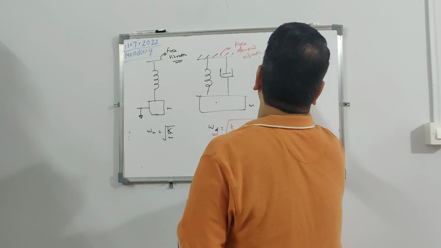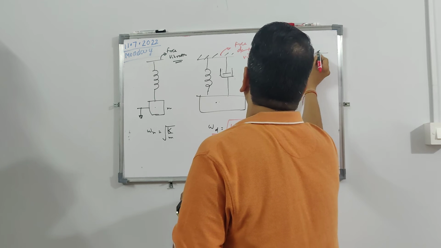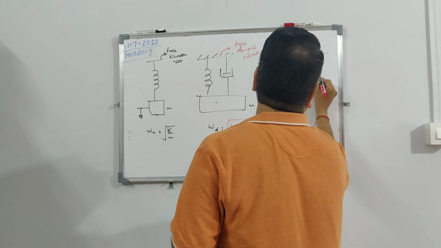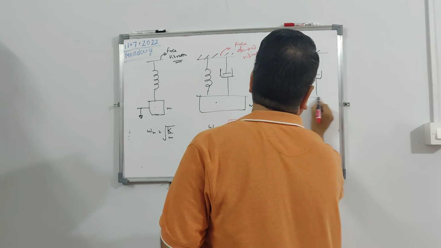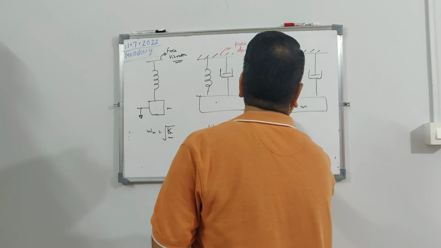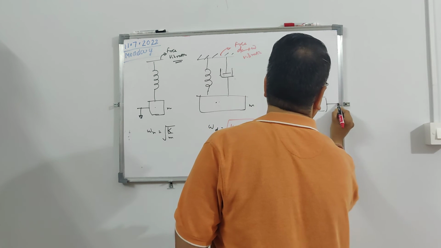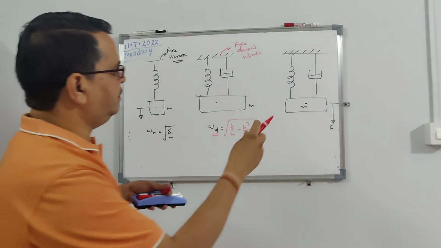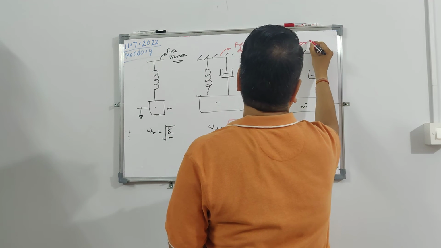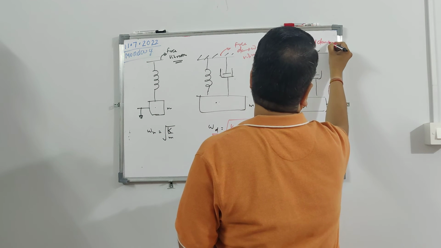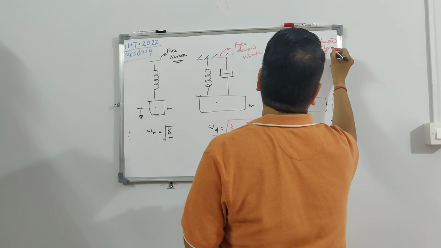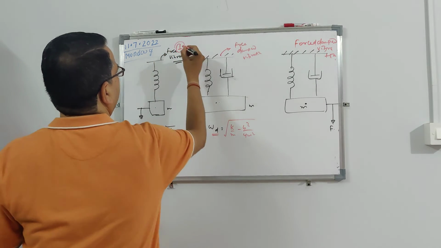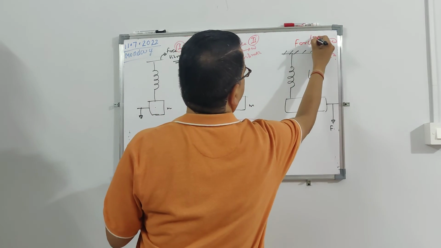Then what is forced damped? So this forced damped is like, say you have a spring, you have this damper, and you have this mass, and you are applying a force here. Why is it called forced damped? So this is called forced damped vibration. So there are types of vibration. One is free damped, one is forced damped.